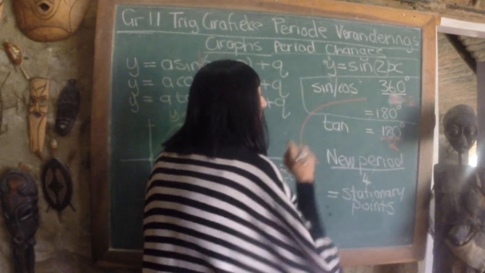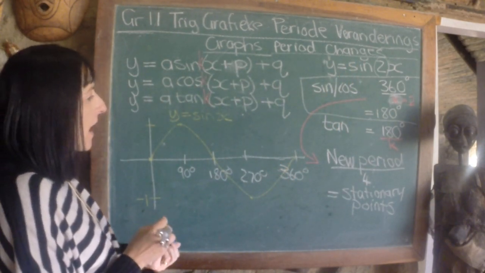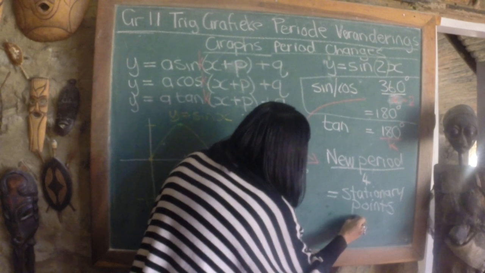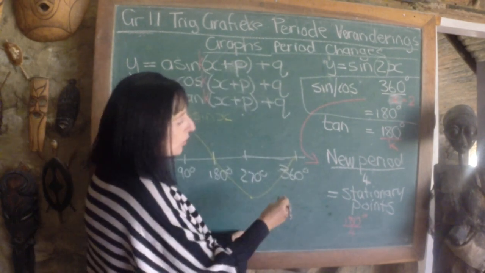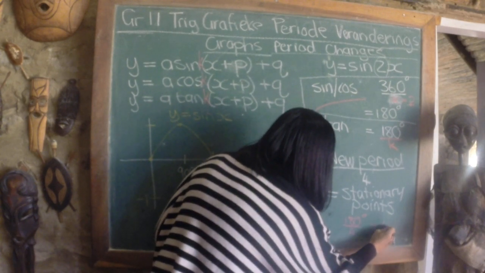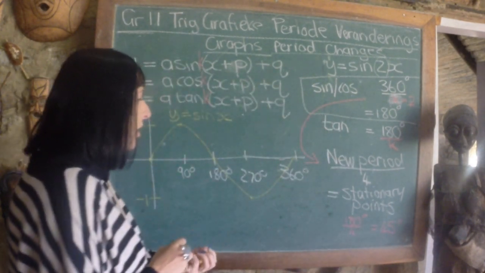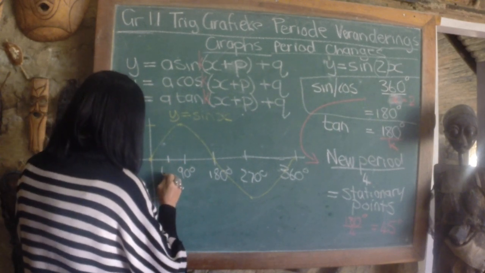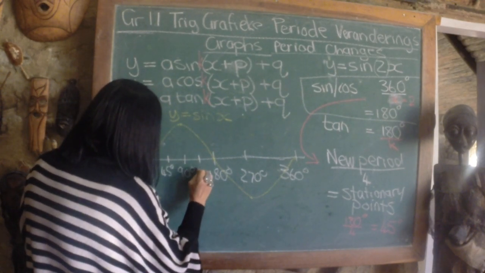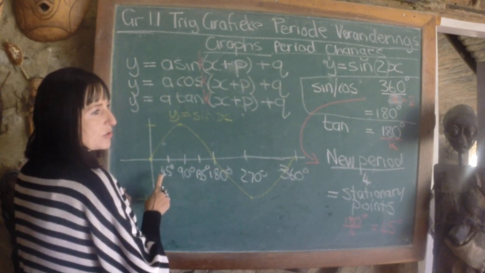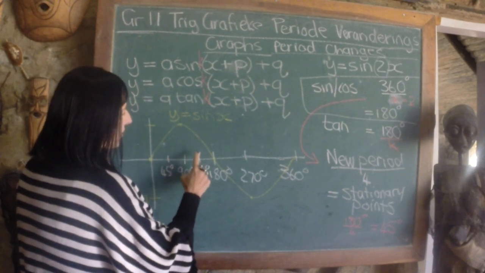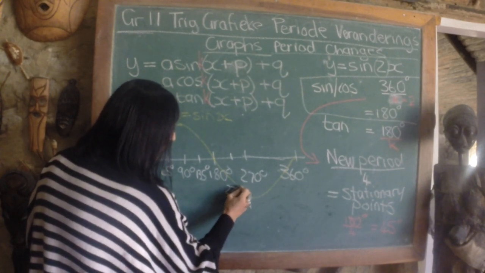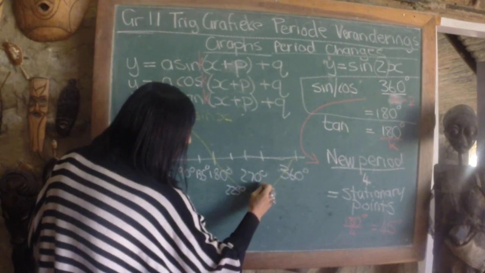But now it's not sin x, it's sin 2x. So what do we do? We're now going to take the new period. And the new period now is 180 and we're going to divide it by 4. So as ons 180 deur 4 deel, dan kry ons 45 grade. Reg? So instead of calibrating now in 90, 180, gaan ons nou hier 'n 45 grade insit, 135 ook insit. So ons gaan elke 45 grade insit. 45, 90, 135, 180. The next one will be 225 degrees. And then we've got 315 degrees.